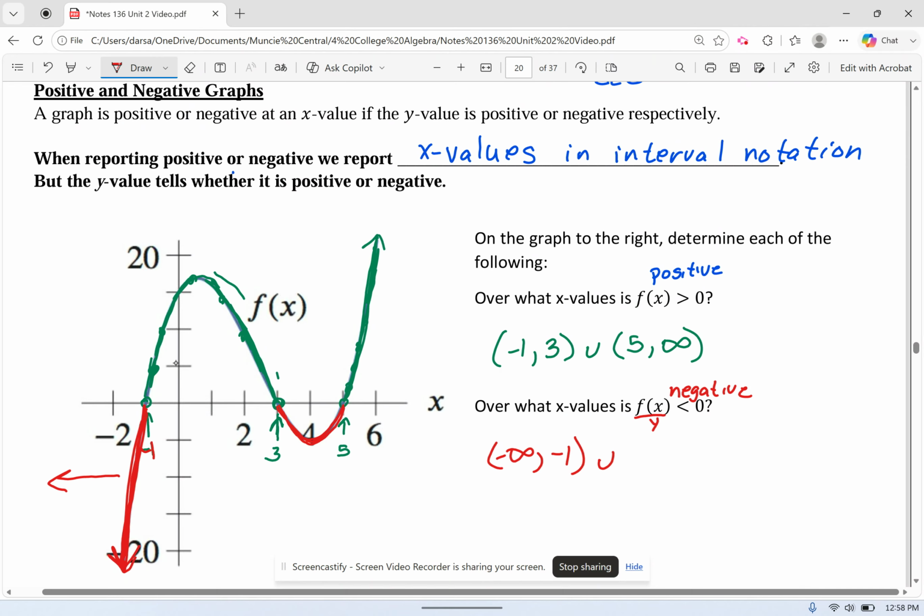And then it's positive for this bit up here. And then where do we start being negative again? We start being negative at 3 and we end being negative at 5. So this is how you decide whether a graph is positive or negative by looking at the y, but then reporting the x's over which that is happening.